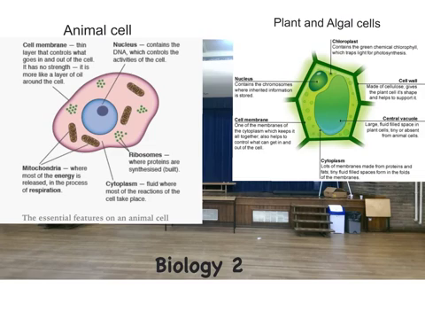Practice labelling an animal cell and a plant cell. You need to know the functions of each part of a cell. For example, chloroplasts contain chlorophyll, which absorbs light energy for photosynthesis. Write the functions of the parts on the diagram.